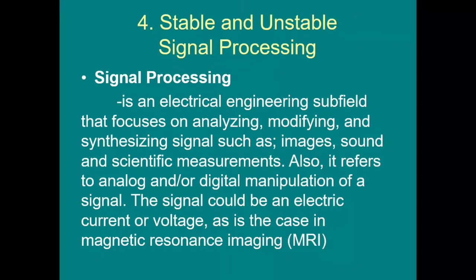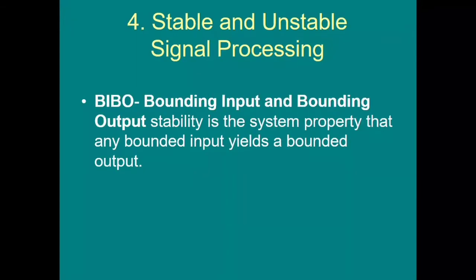Signal processing is an electrical engineering subfield that focuses on analyzing, modifying, and synthesizing signals such as images, sound, and scientific measurements. Also, it refers to analog and or digital manipulation of a signal. The signal could be an electric current or voltage, as is the case in magnetic resonance imaging.